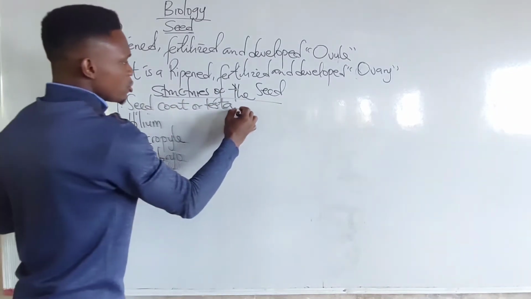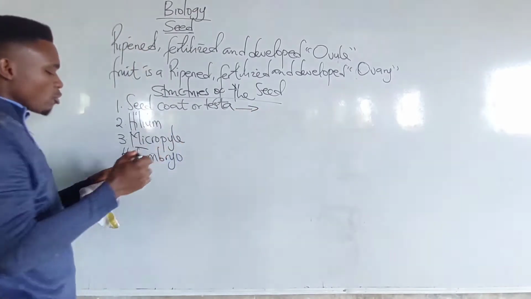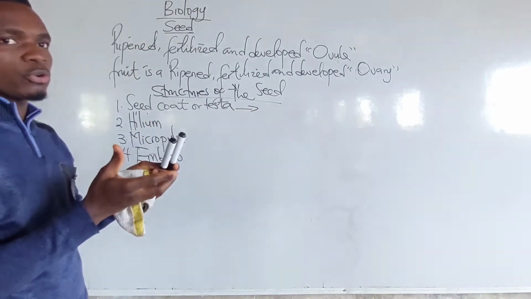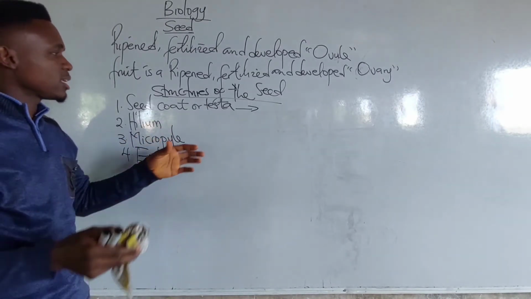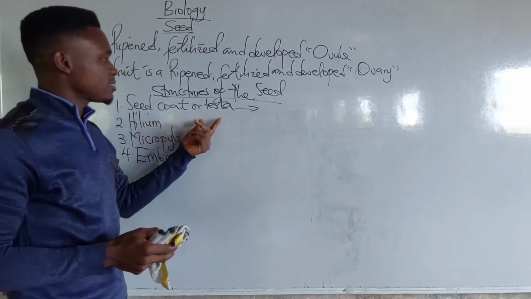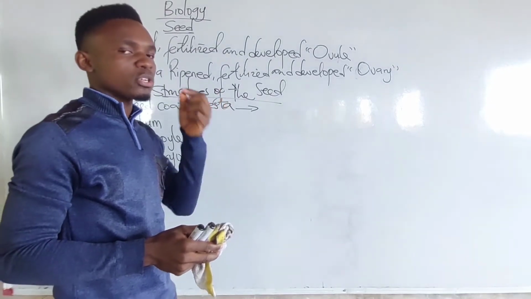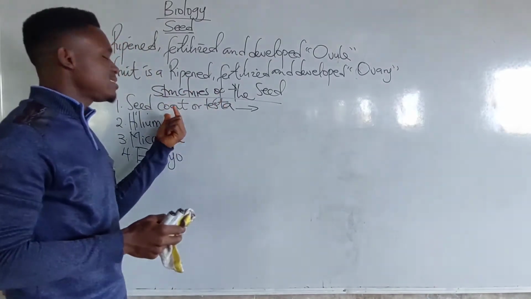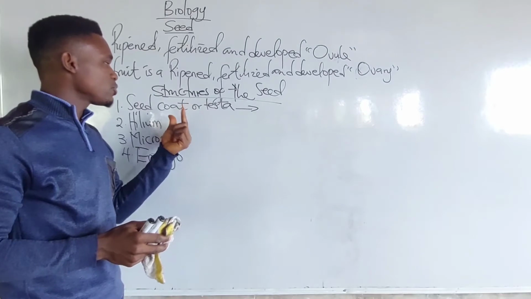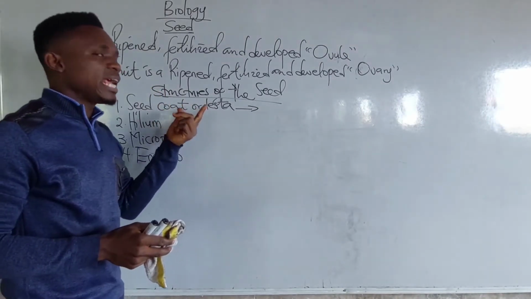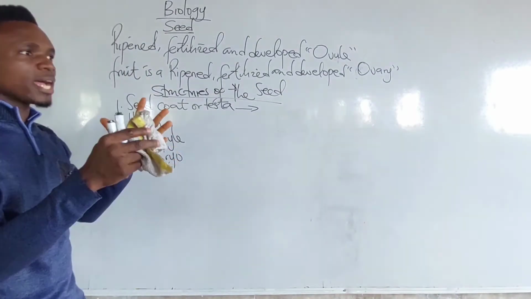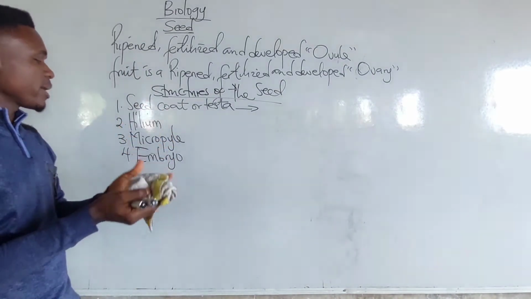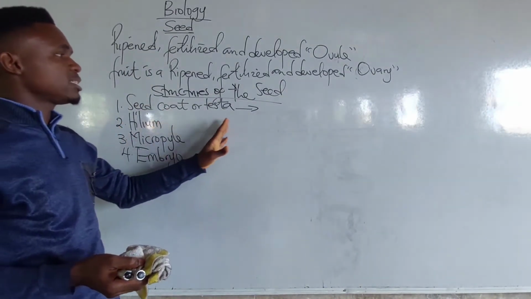Embryo. Now, what do you understand by the word coat? Coat is just like a structure, a sheet that surrounds or protects a thing. Now, the seed coat or tester means the outermost covering of the seed, and it houses the inner embryo. Okay, which means that the structure that houses the inner embryo is called what? The seed coat or the tester.